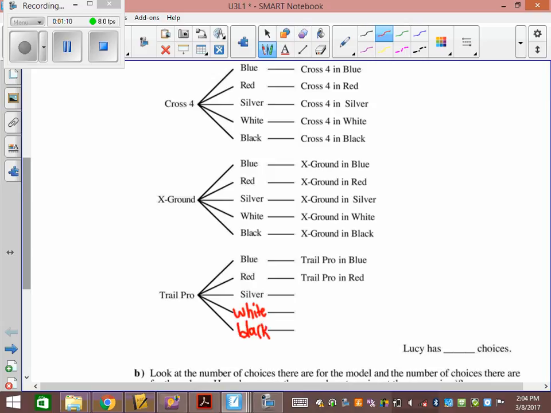So I would have the Trail Pro in blue, Trail Pro in red, Trail Pro in silver, Trail Pro in white, and then Trail Pro in black. So if each of those options has 5 options, how many total options do I have of vehicles? How many choices does Lucy have?